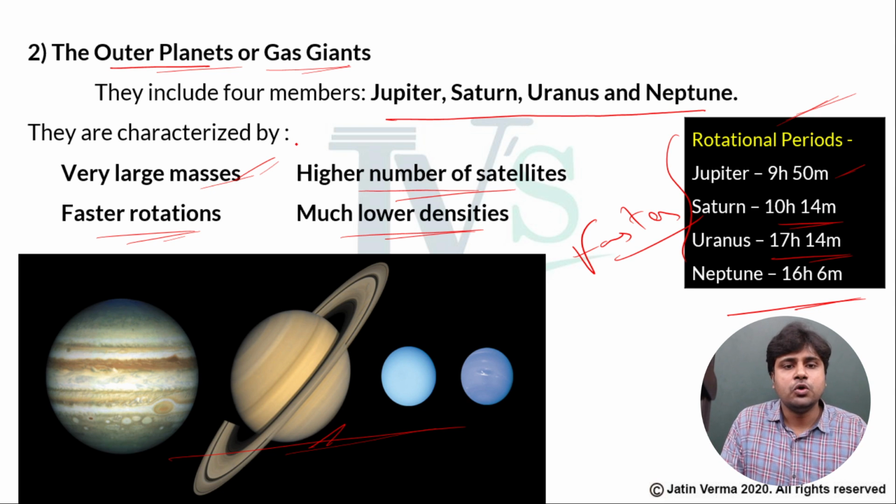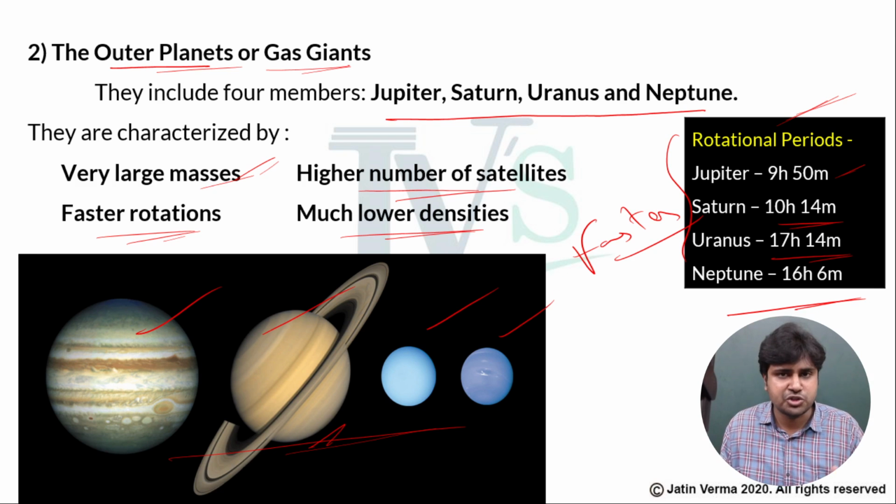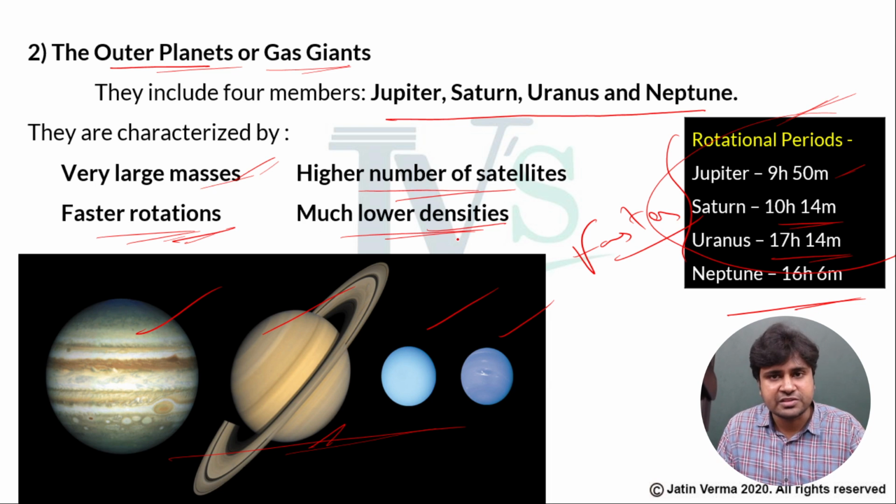Clear? So what are the characteristics of these outer planets or gas giants? First, they have very large masses. These four planets, Jupiter, Saturn, Uranus, and Neptune, are very large compared to the inner planets or terrestrial planets. Second, they have much faster rotations. So just look at these rotational periods. And next, they have a higher number of satellites. We will discuss that now. And they also have much lower densities because these planets are gaseous planets. They are made up of gases, mostly hydrogen, helium, and other gases. So they have much lower density. Clear?